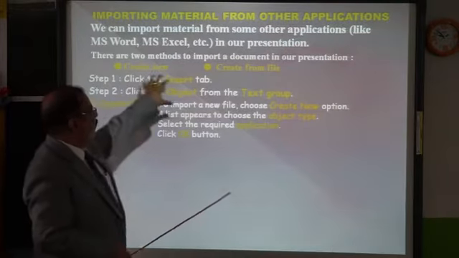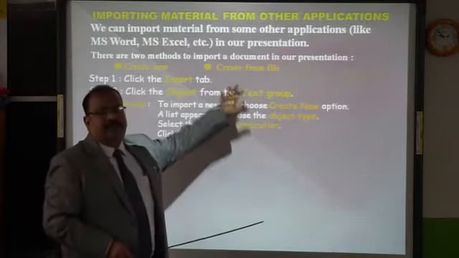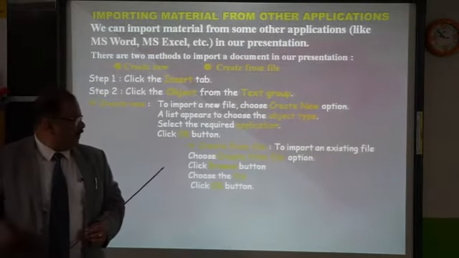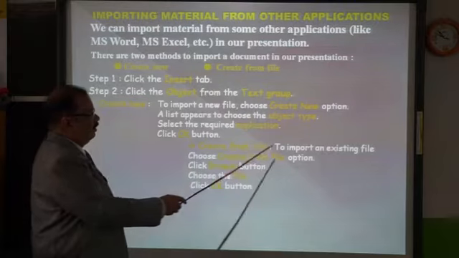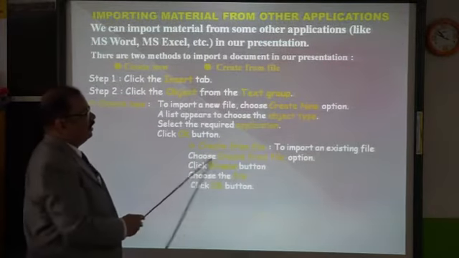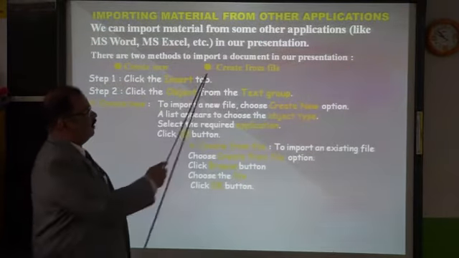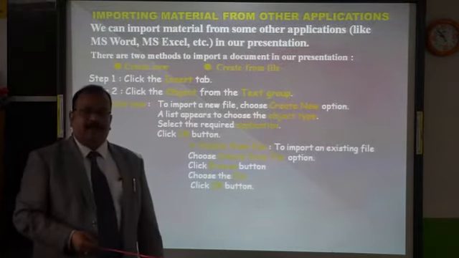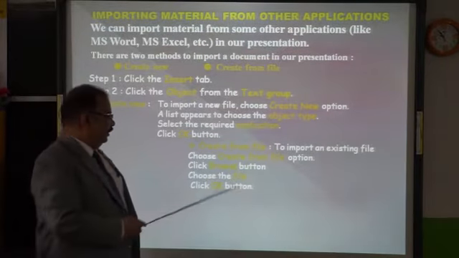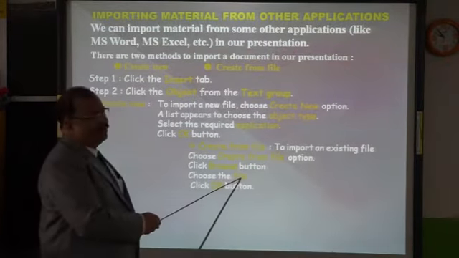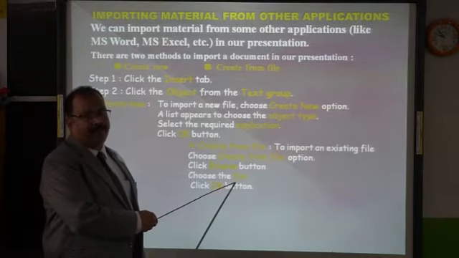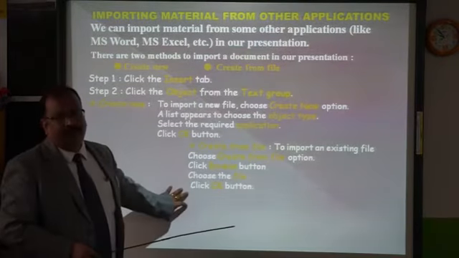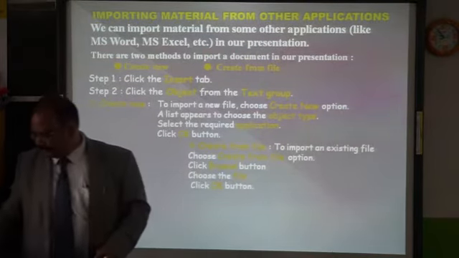Now the second one, if you want it from the existing file which you already have saved, what will you do? To import an existing file, choose create from file option. This one, create from file option you have to choose. Click the browse button. This will give you the list and from there you choose whichever file you want to add in your presentation. Once everything is done, just like the previous one, click the OK button.